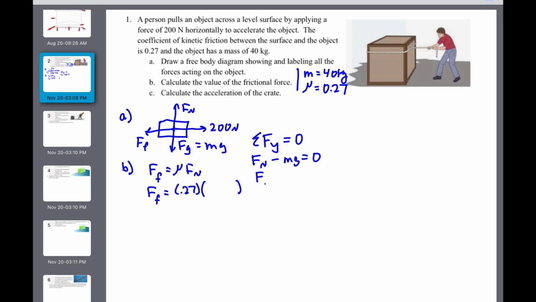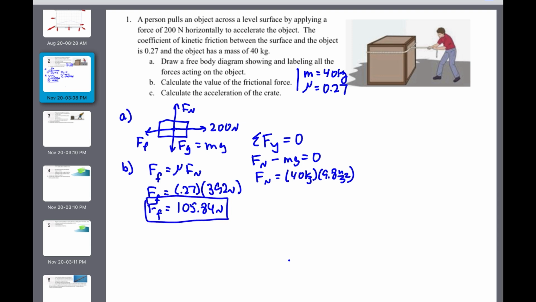So that tells us our normal force value is going to be equal to that 40 kilograms multiplied by 9.8. We can fill that in then for the normal force. Multiply it by the coefficient, and that'll give us our value for our frictional force.